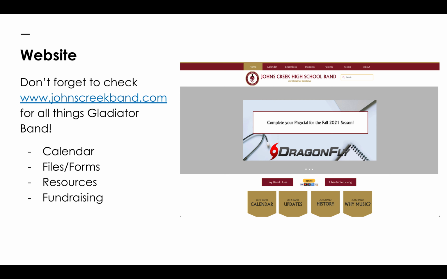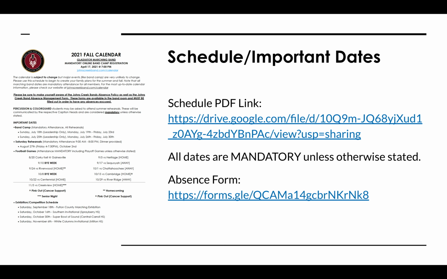I would love to have some folks volunteer to do that. On our website, you're going to find all things Gladiator Band, including our calendar, places for files and forms, for music for students, for other resources like our absence policy, different descriptions of our ensembles, different things that we'll need to do for the school year, media, and there's also going to be fundraising and ways for us to communicate about our fundraising initiatives, which we will also, again, talk about later in this presentation.